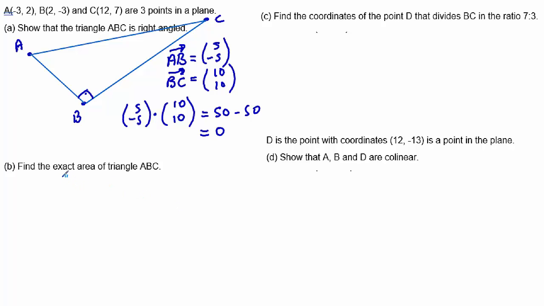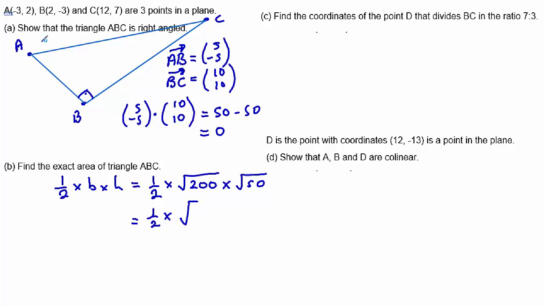So if it's a right-angled triangle, we can just use a half times base times height. So the base is going to be the length of BC, so that's the modulus of this vector, which is the square root of 200. And then the height would be the magnitude of this vector, so that's root 25 plus 25, so root 50. So that's going to be a half times the square root of 200 times 50, which is 10,000. The square root of that's 100. So that is going to be 50 square units.